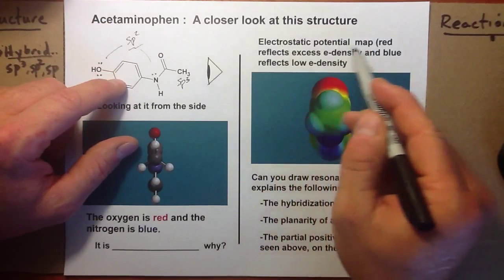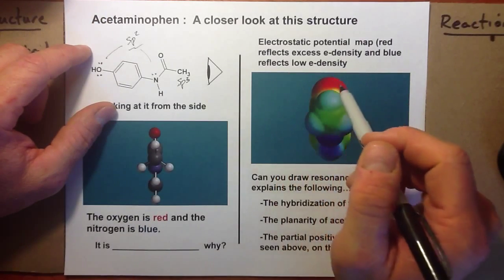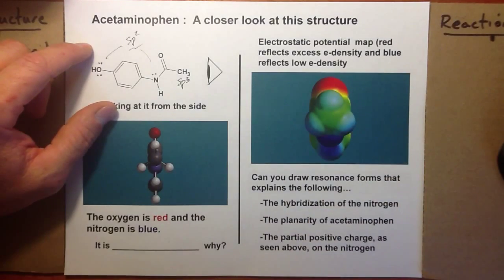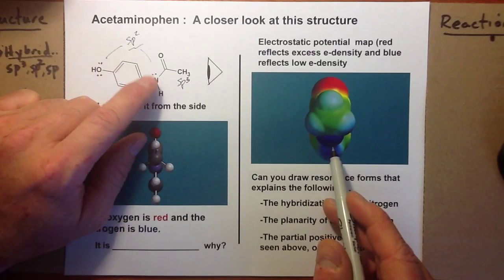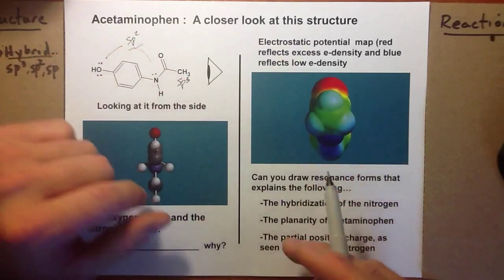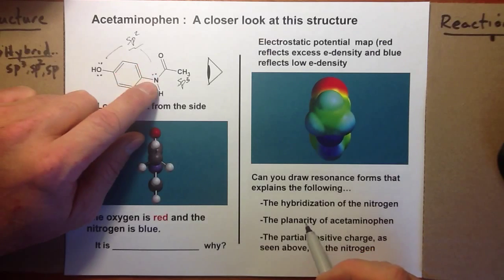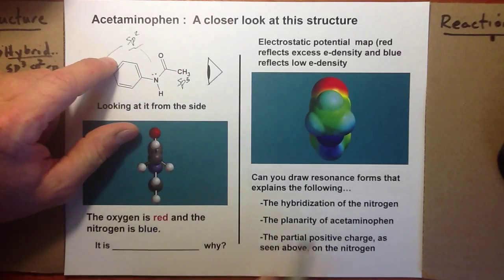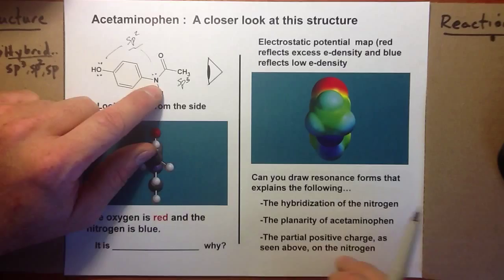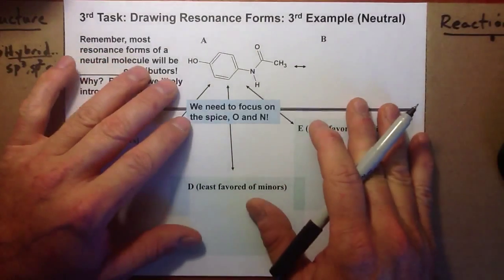But the electrostatic potential map is a sort of measure of where electron density is. Red reflects excess electron density, blue reflects low electron density or lack of electron density. So we have a nitrogen that's shown in blue, indicating that it's deficient in electron density. Can we draw a resonance form that explains that this is sp2, the planarity of the whole of the acetaminophen minus the methyl group, and the partial positive charge seen for this nitrogen? I think we can. And let's finish with this example and be done with our second video on resonance.